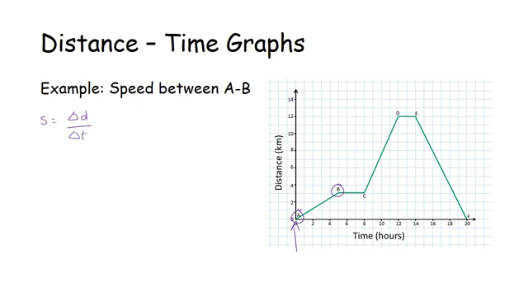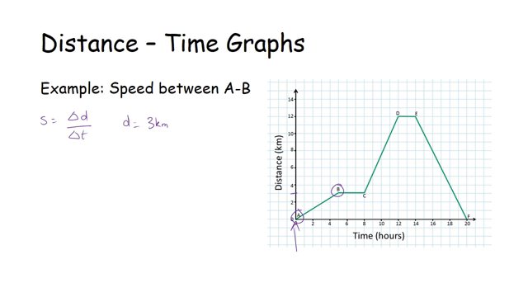So the first thing to do is find out how our object is actually changing its distance and its time. So if you look between point A and point B, the distance at point B, if you look across at our graph to this point here, it actually used to be 0 kilometers and now it's gone to 3 kilometers.